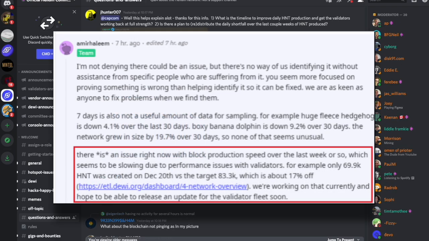Now I also wanted to share this post here from Reddit that Amir Helium also posted around roughly the same time as the announcement. Maybe this triggered the announcement because he was getting a lot of pushback on what is going on with the network. But I wanted to flag this. He's basically saying the same thing as in the announcement.